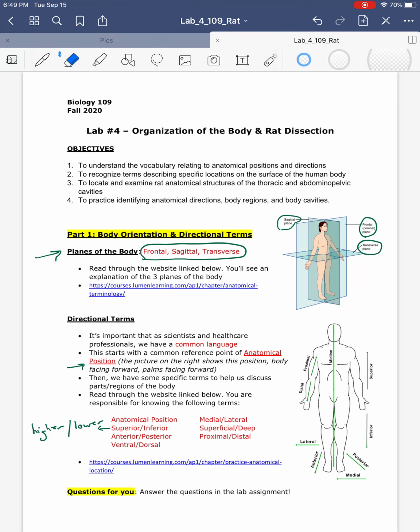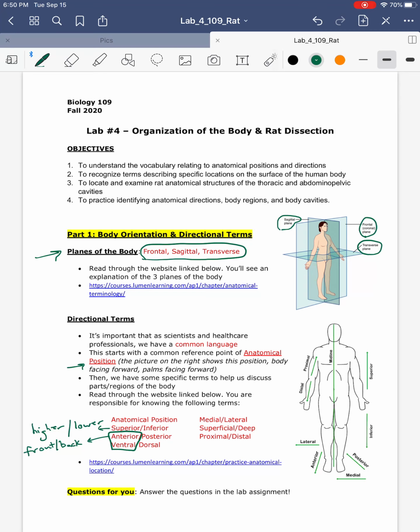Anterior and posterior. Anterior means front, and posterior means back. So if anything is on the anterior side of the body, it is on the front of the body. Palm, front. If anything is said to be posterior, it is on the back of the body. And guess what? Ventral and dorsal are other words that mean the same thing. So ventral and anterior mean the same thing. If something is ventral, it's anterior.